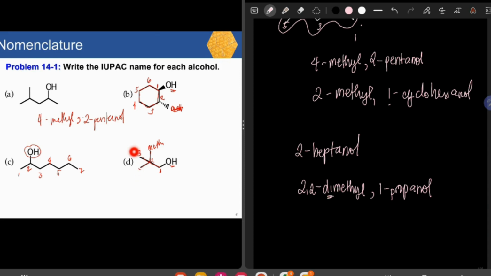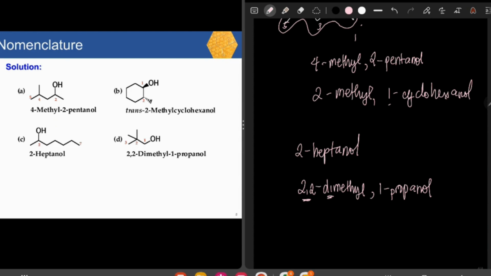Kasi parehas naman silang 1 carbon lang, no? And then we'll add yung number nila, which is 2 to dimethyl prop. Let's see if we got this correctly. So number 1 for methyl, 2 pentanol. Okay? So anong mali natin? Instead of using comma, dash ang ginamit nila. So let's follow na lang yung dash instead of comma. Okay? So, tama ba? Tama, no?